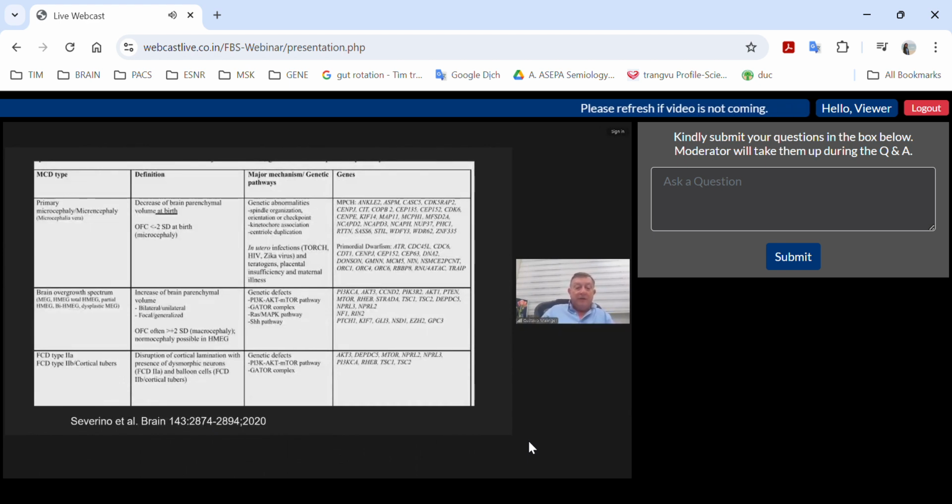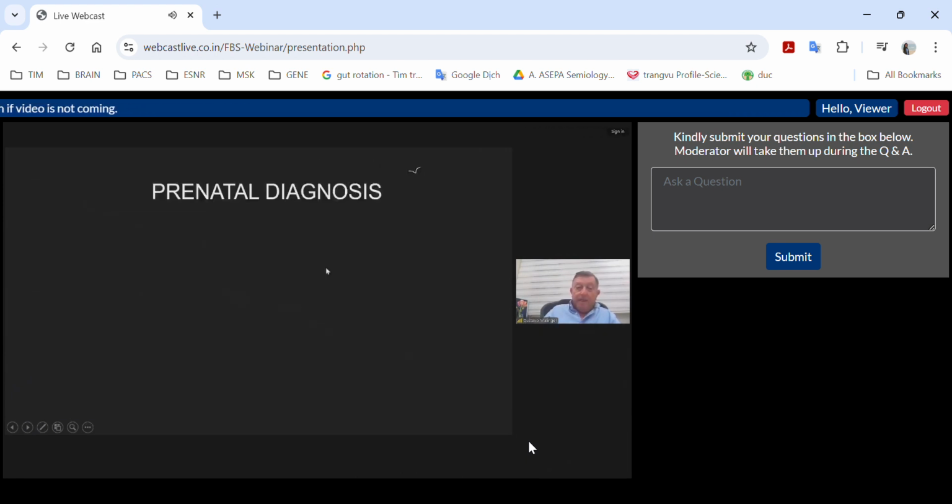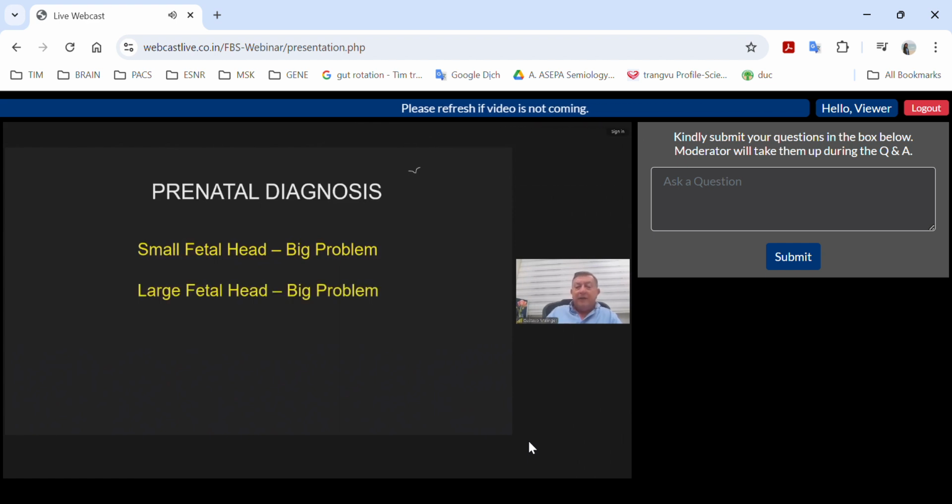Here you have another, more modern classification that was published in 2022 by the group of Professor Severino, and again, now the classification is mostly based on genetics. Now, what regarding prenatal diagnosis? A small fetal head represents, from the side of prenatal diagnosis, a big problem, but also a large fetal head represents a big problem.